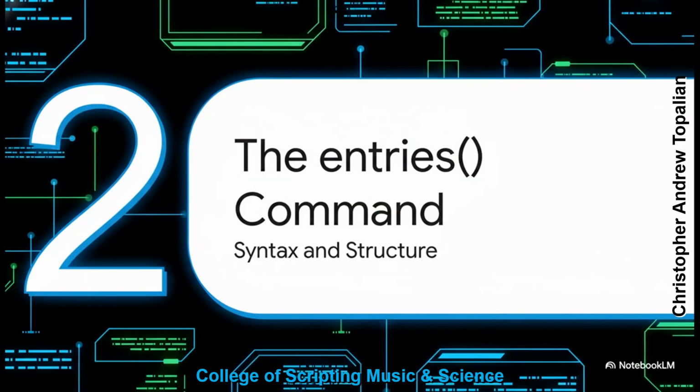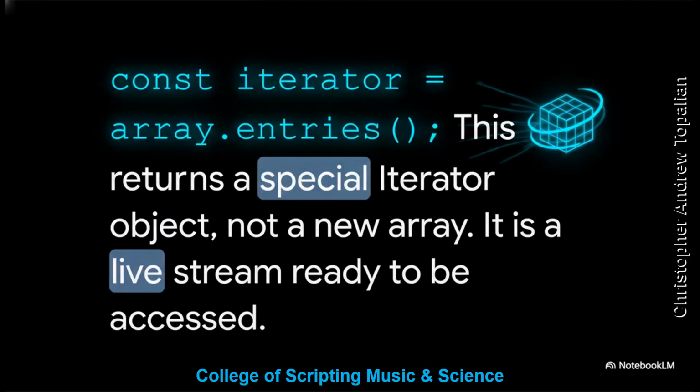So how do you actually fire this thing up? Well, the command structure couldn't be simpler, which is always the sign of some really good engineering. Let's take a look. That is literally it. You just call .entries right on your array. Now, this next part is absolutely crucial to understand. This command doesn't just make a copy of your array. No. Instead, it gives you that special iterator object we were just talking about, that live stream, all primed and ready for you to start pulling data from.